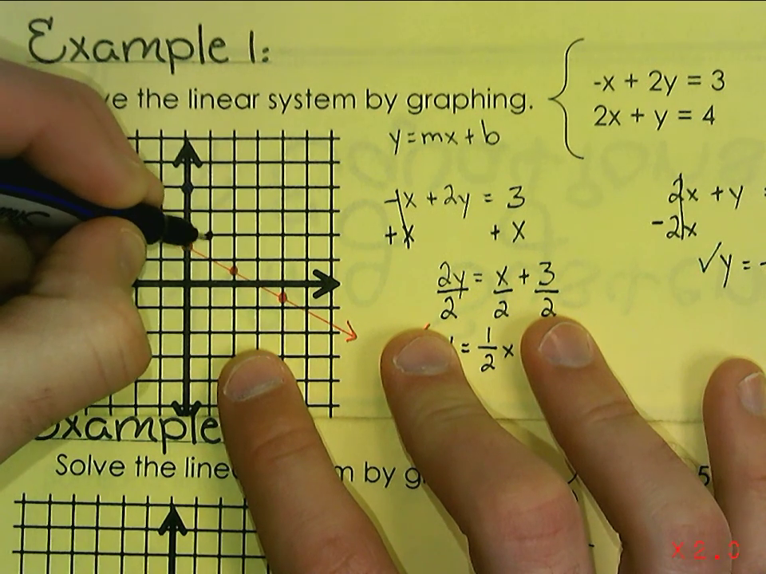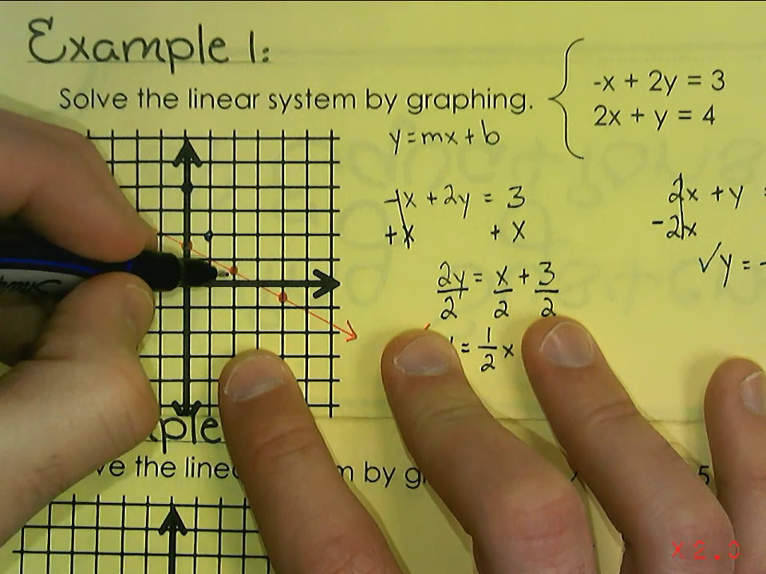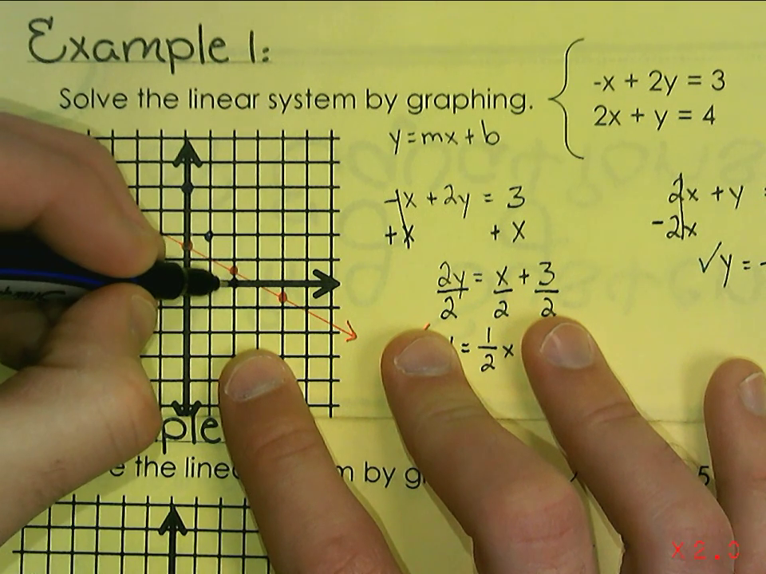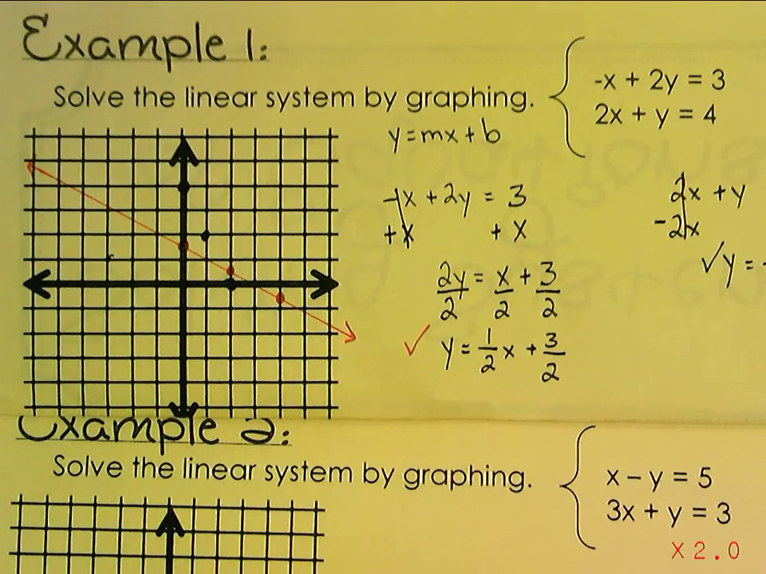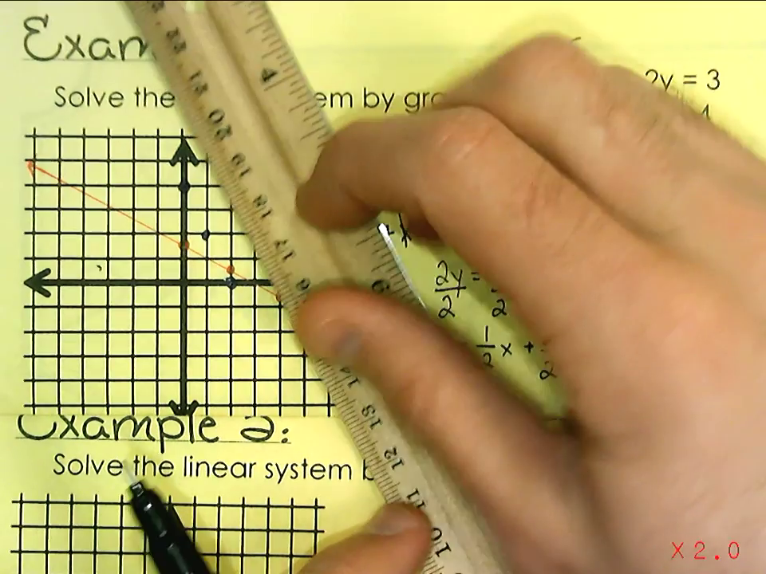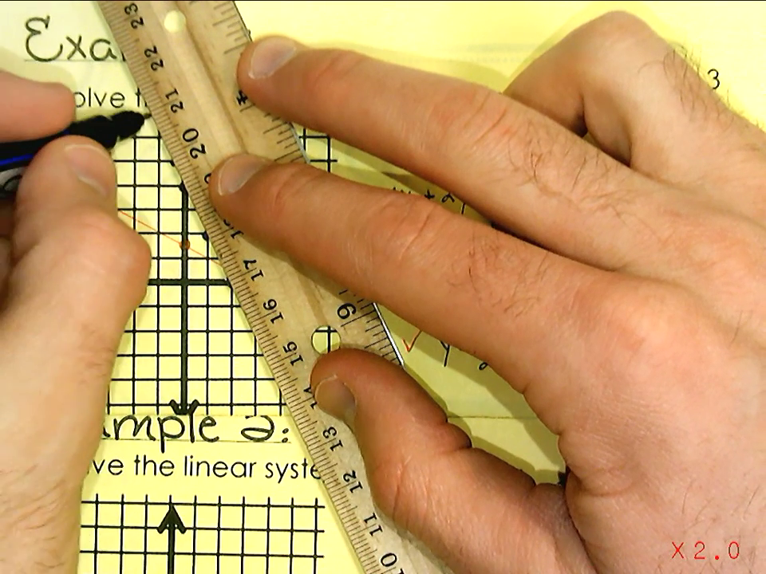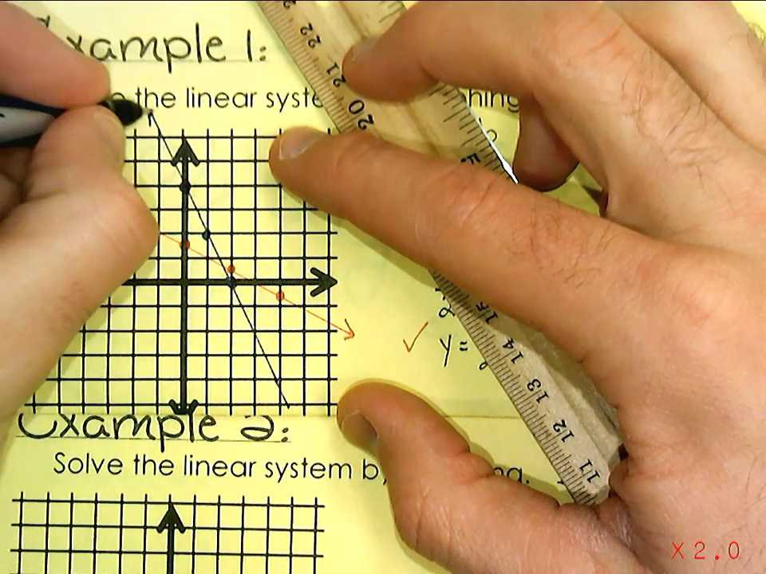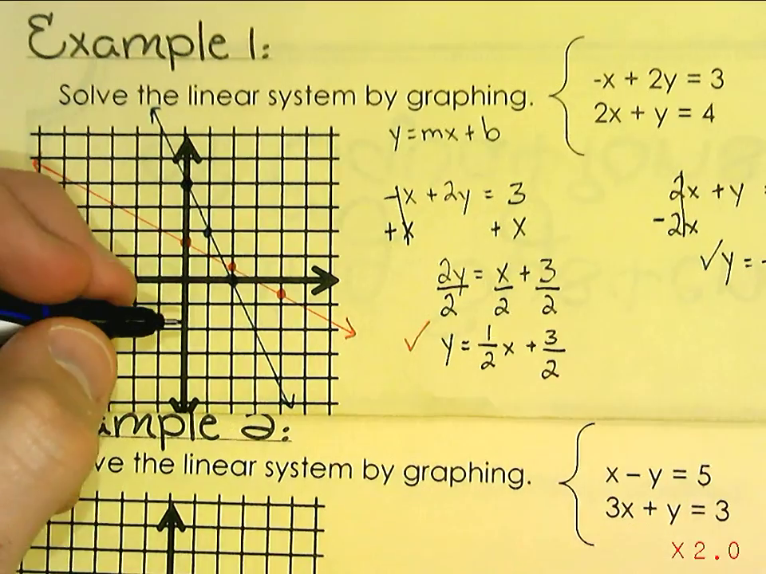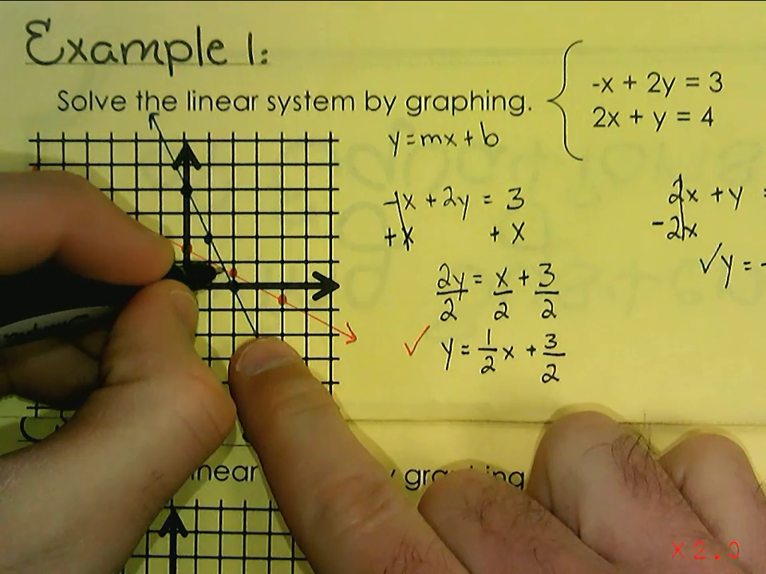and over 1. Down 2, over 1. And we will put a line through that. And this is going to, of course, not be very nice. So the point of intersection that we have is right here.